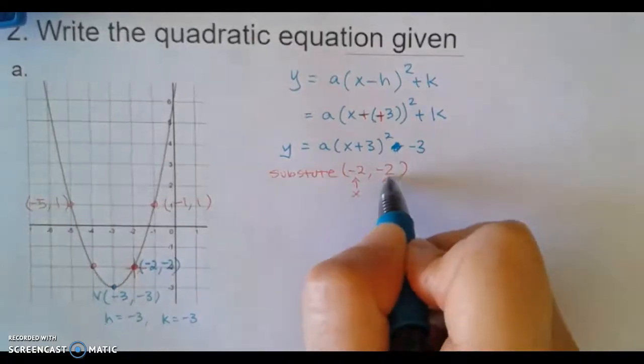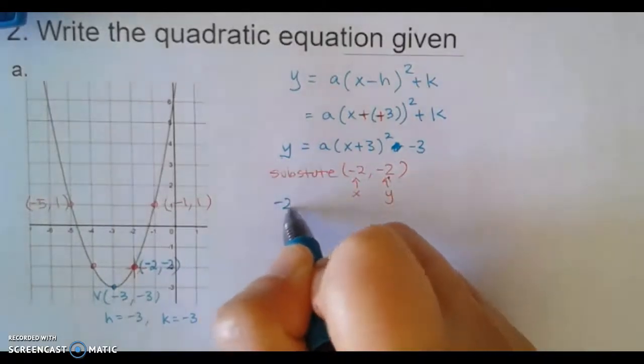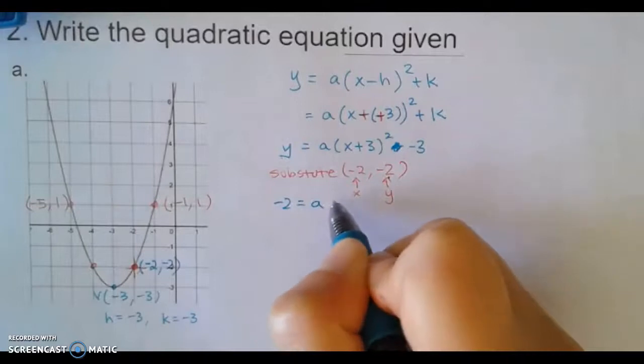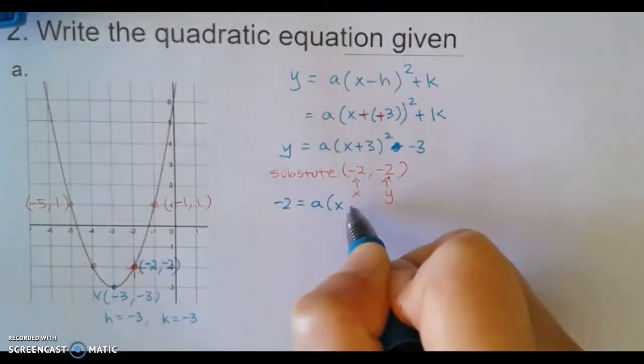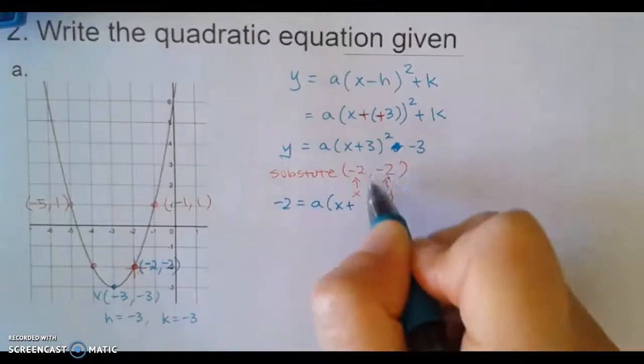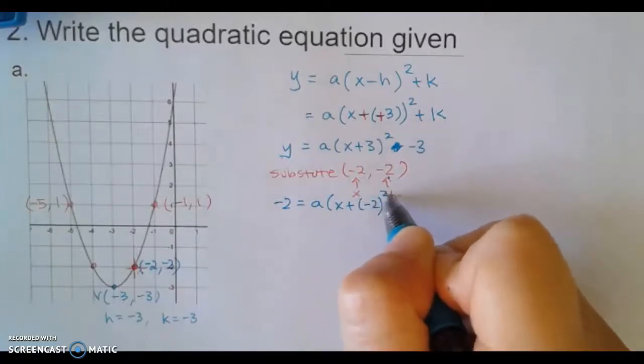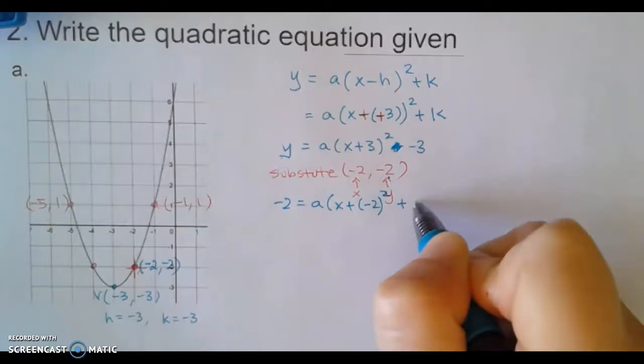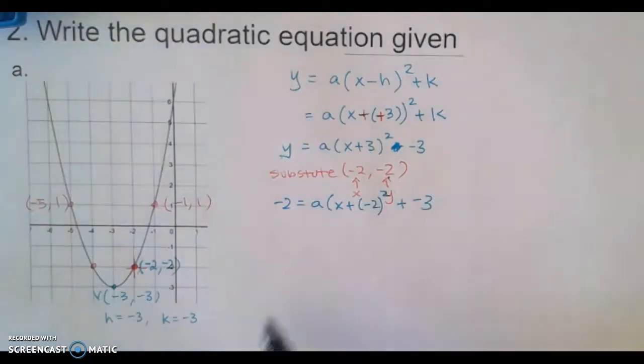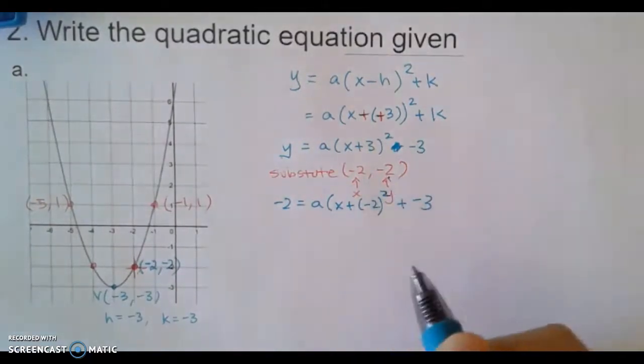Okay, so y is -2, so -2 is equal to a. We still don't know what a is. Times x plus the x value, -2, all squared plus k, which is -3. Okay, let's simplify this.